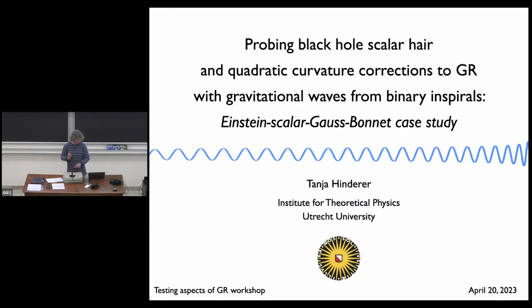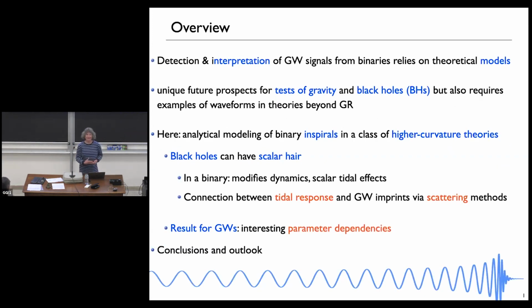Good morning, everyone. So the plan is first to discuss a bit why the theoretical modeling of gravitational waveforms is crucial for all the measurements, at least for binary systems. And then, as we all know, detectors are improving in sensitivity, and new instruments are being planned. So there are exciting prospects for testing GR and black holes, but concurrently, this also requires improving the theoretical models.